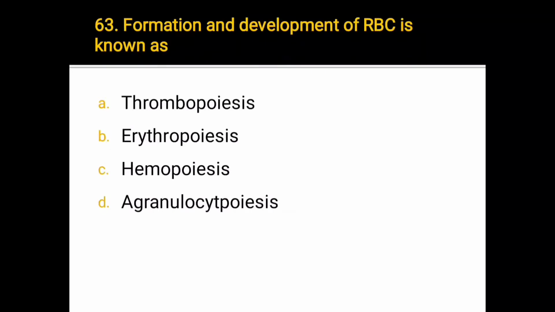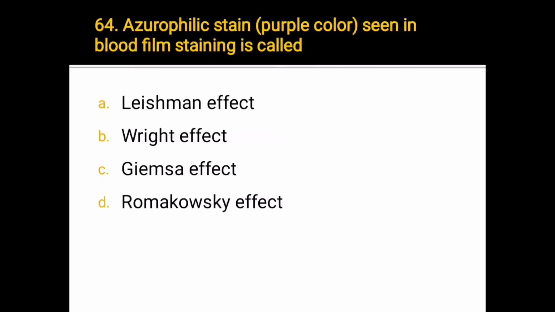Formation and development of RBC is known as: A. Thrombopoiesis, B. Erythropoiesis, C. Hemopoiesis, D. Granulocytopoiesis. Correct answer: B. Erythropoiesis.